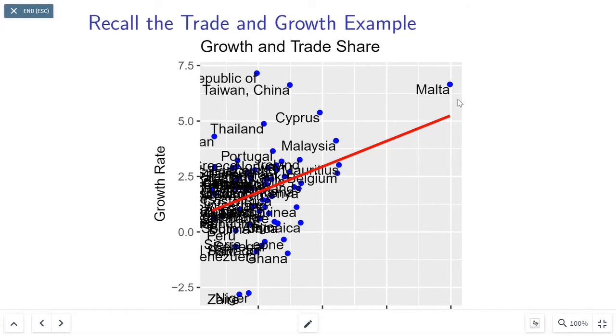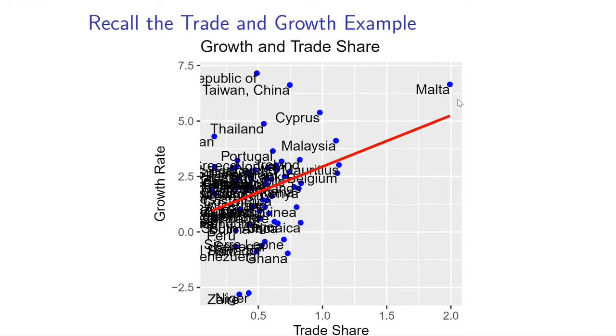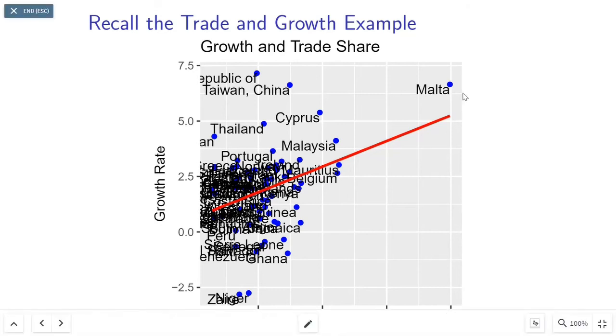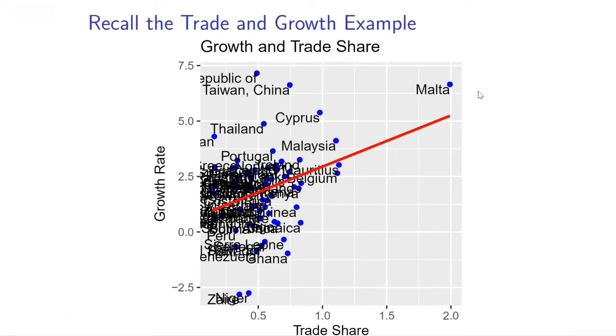But what if the outlier is China or US? Since it's an important country in the world, we might want to include this outlier in our data set nevertheless and run our regression with it.